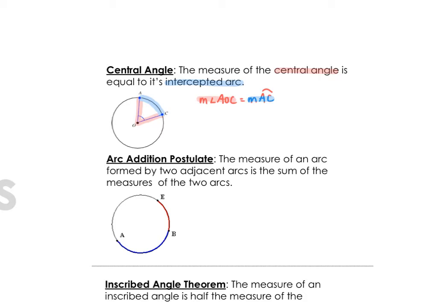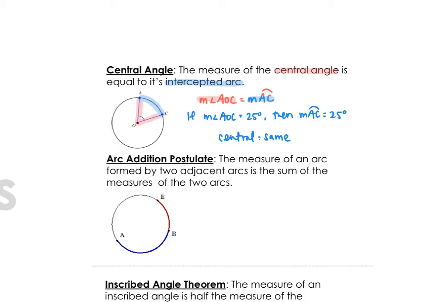So for instance, if the measure of angle AOC was 25 degrees, then the measure of arc AC would also be 25 degrees. The way that I remember this is I say that the central angle is the same, since they both have an S sound. Central, same.